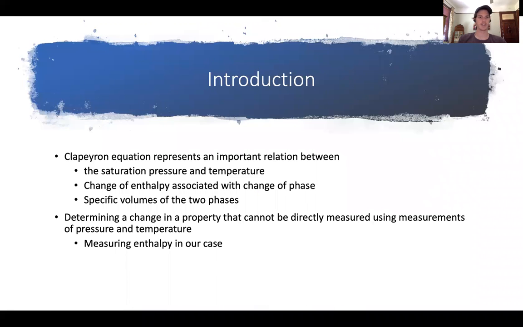The introduction: the Clapeyron equation represents an important relation between the saturation pressure and temperature, the change in enthalpy associated with the change of phase, and the specific volumes of the two phases. It determines a change in a property that cannot be directly measured using measurements of pressure and temperature. And this is what the equation does. It measures enthalpy in our case.